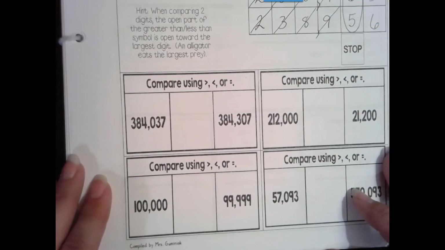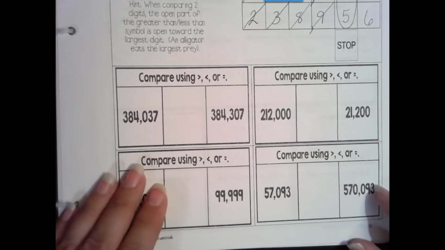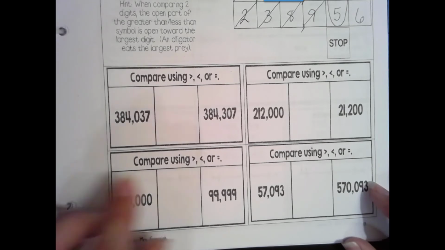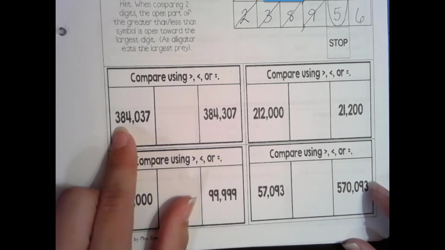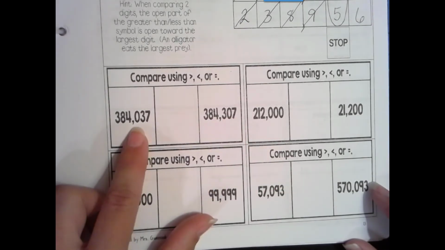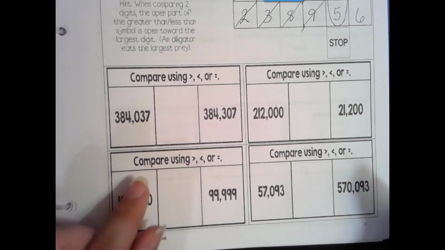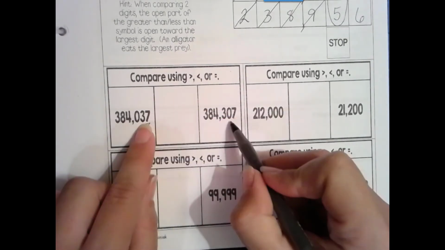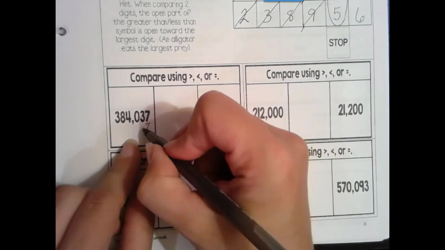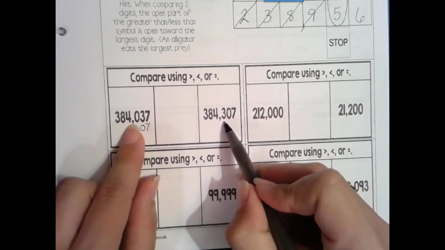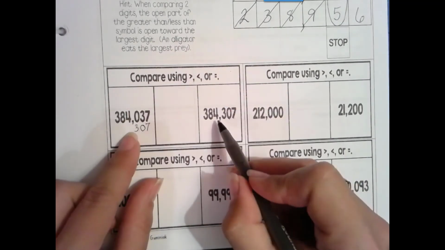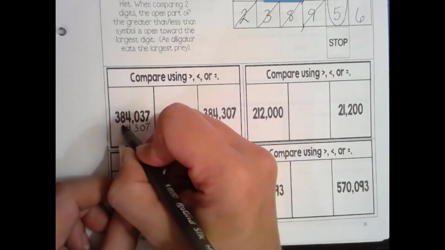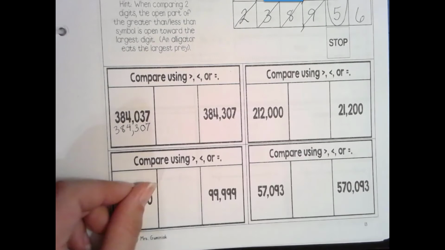So we have a few more comparisons here. First, if I want to line them up, I have this one here already. I'm going to go ahead and write this one underneath to help me out. And I want to make sure I'm lining up my places. So I'm going to put my ones place, my tens place, my hundreds place, my thousands place, my 10,000s place, and my 100,000s place.